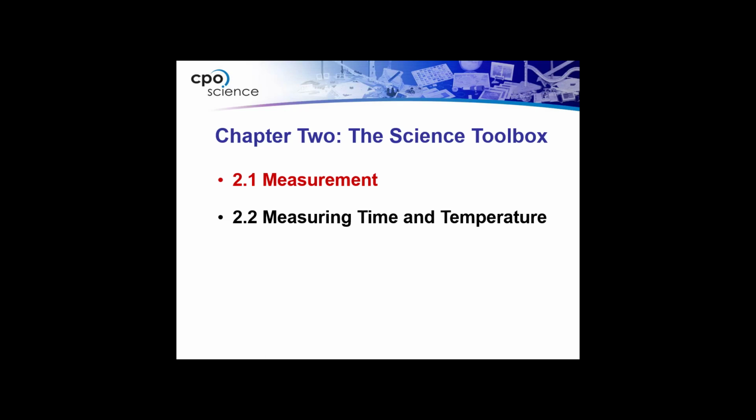So today we're going to be talking about measurements, just in general. We're going to talk about what measurements are, and then we'll go into time and temperature.